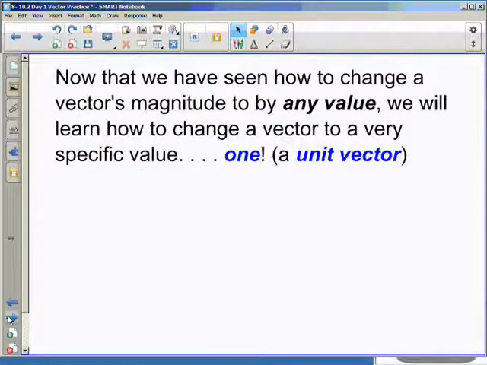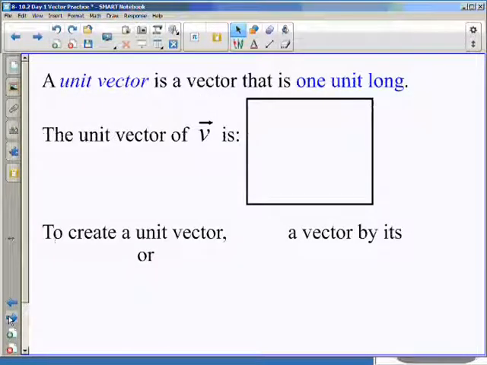Now that we have seen how to change a vector's magnitude to be any value, we will learn how to change a vector to a very specific value, the value of 1. This becomes then the unit vector. You might remember when we did those special triangles, we created this unit circle so that the hypotenuse was always 1. Similar idea here. This will give us a direction. A unit vector is a vector that is 1 unit long.